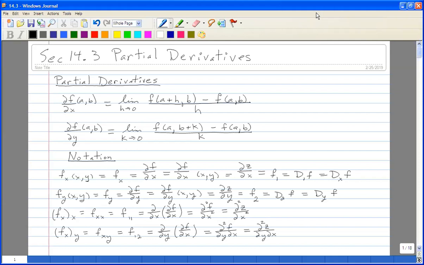partial derivatives. We'll be looking at partial derivatives, and these will be very similar to ordinary derivatives, where I just treat all of the variables except for one as being fixed, and I only vary one of the variables. And so, partial derivatives.